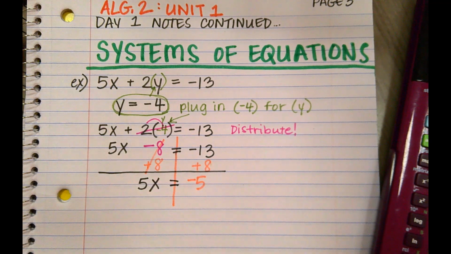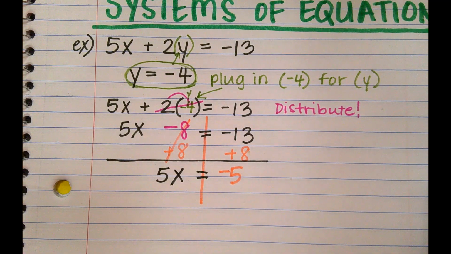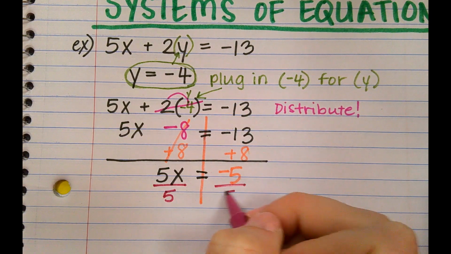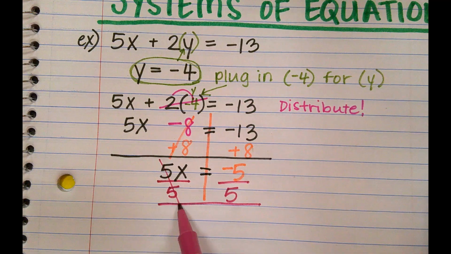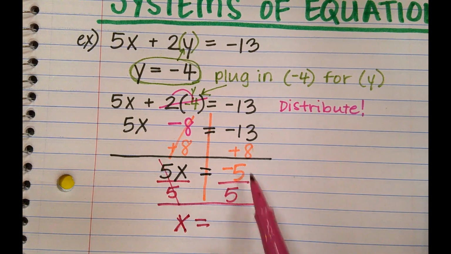Okay. You got it, Diane. That's what we're going to do next. We just divide by 5 and we'll have our answer. Perfect. Divide by 5. And we get x equals what?